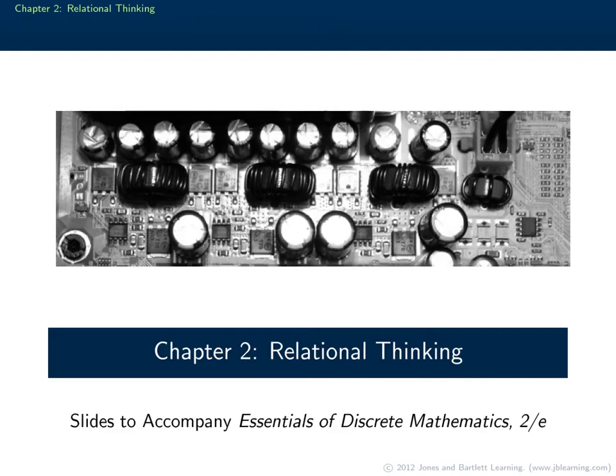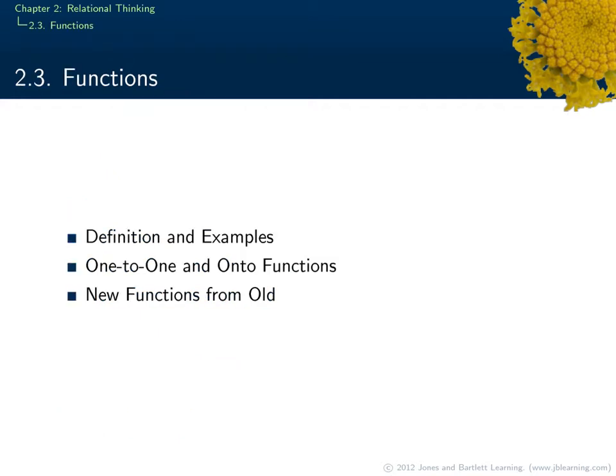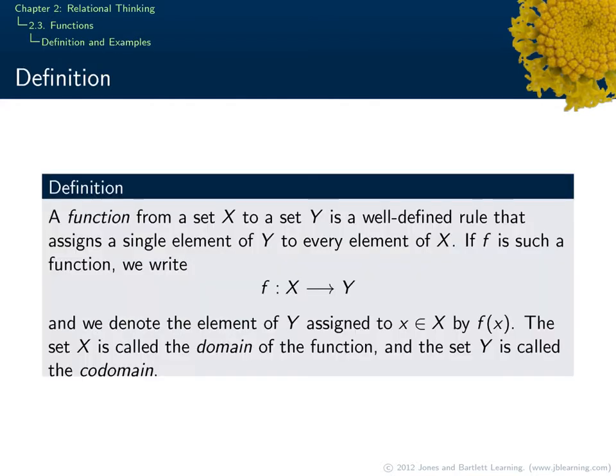We continue investigating Chapter 2, which is about relational thinking. In this unit, we discuss functions. We'll see the definition of a function and several examples. We'll then investigate one-to-one and onto functions. And finally, we will learn how to produce new functions from old, chiefly by function composition.